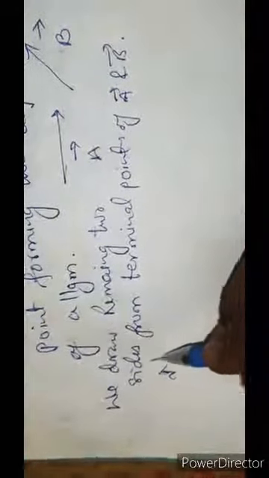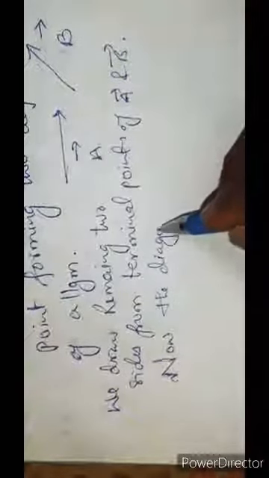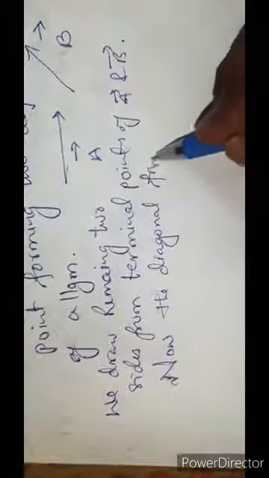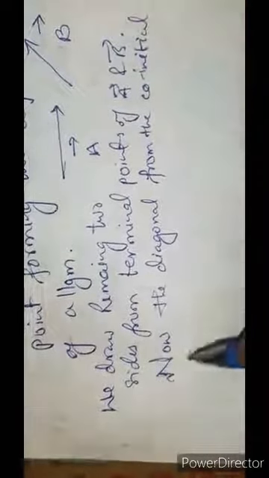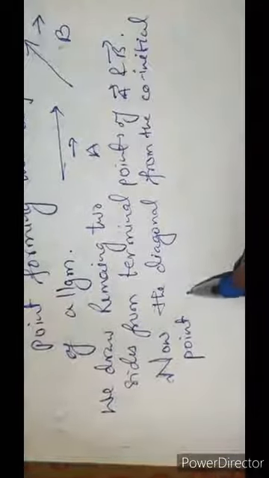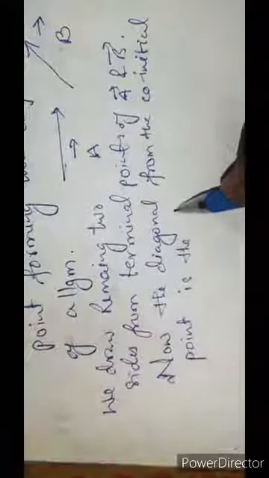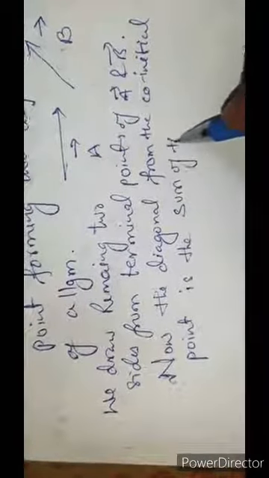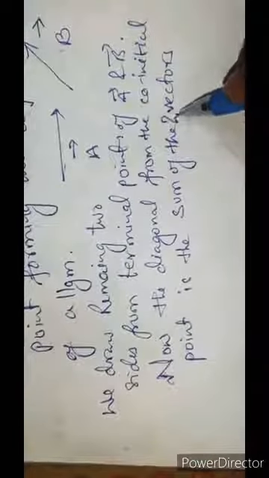Now the diagonal from the co-initial point, वो पॉइंट जहाँ से हमने वेक्टर्स को बनाना शुरू किया था उनका को-इनिशियल पॉइंट, दोनों के इनिशियल पॉइंट्स एक ही जगह पे रखेंगे हम. From the co-initial point the diagonal gives the sum of the two vectors. You can write sum of the two vectors.